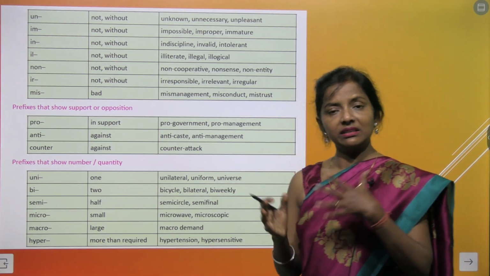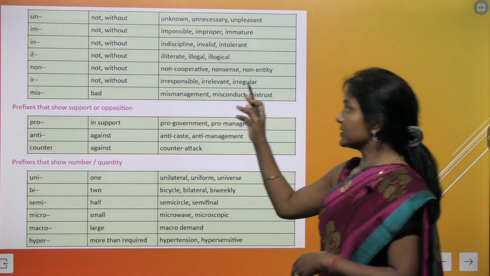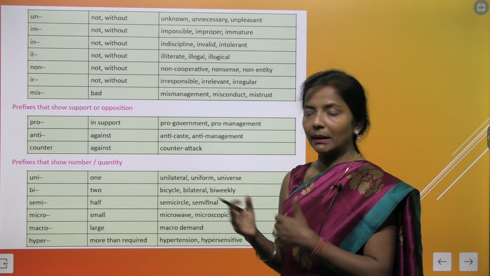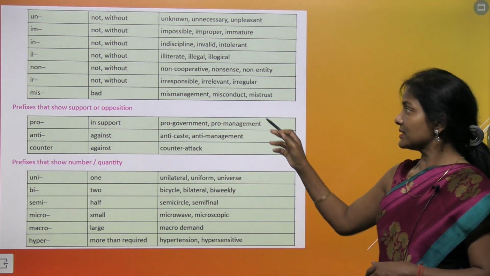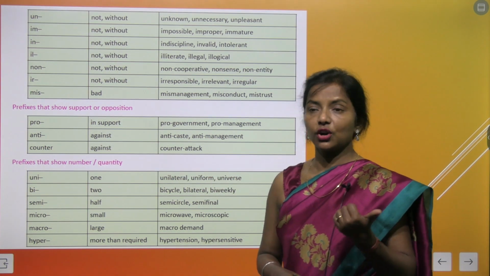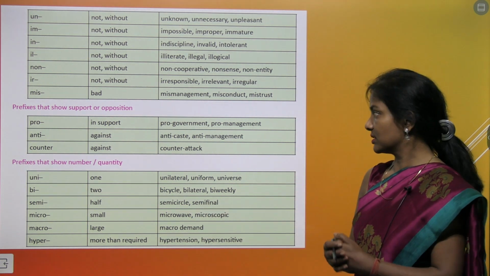Ir means not or without: irresponsible, irrelevant, irregular. Mis means bad: mismanagement, misconduct, mistrust. Now, prefixes that show support or opposition. Pro means in support.